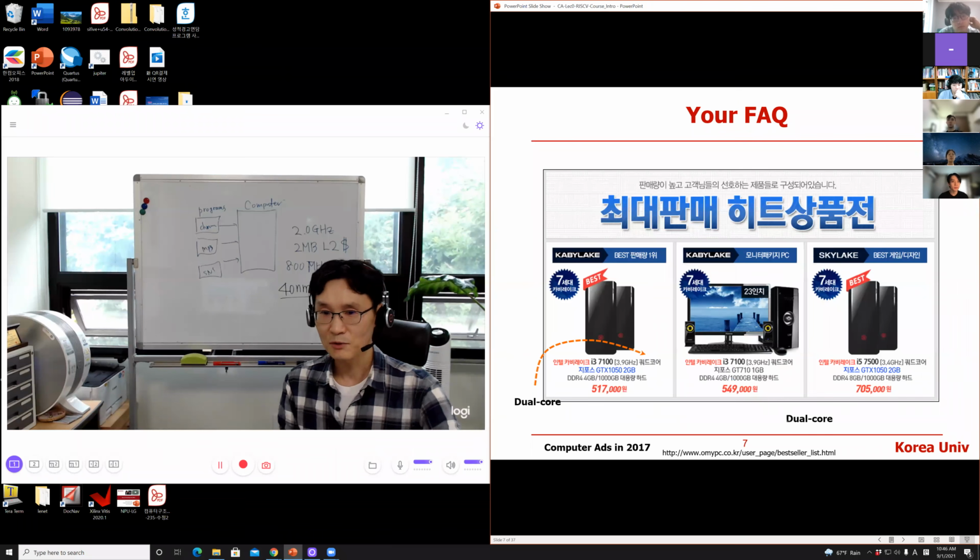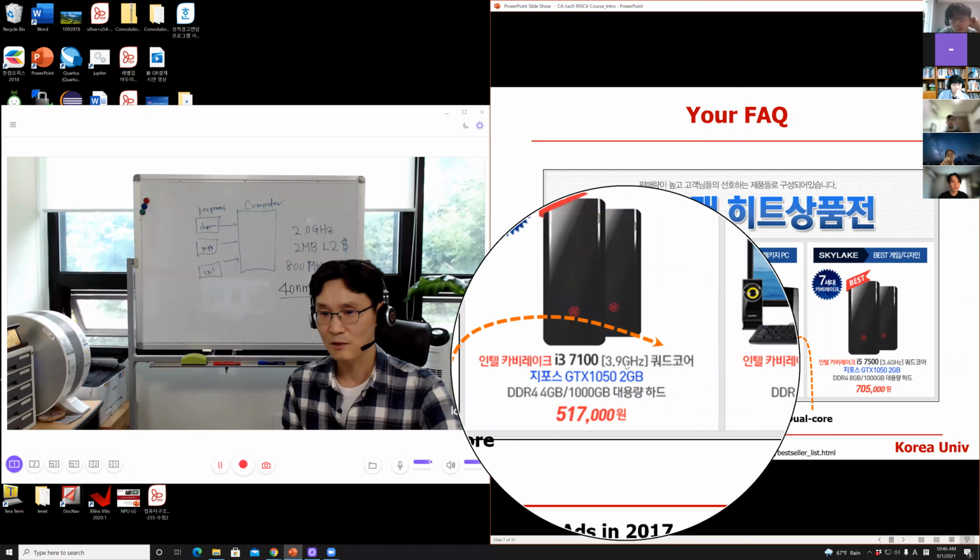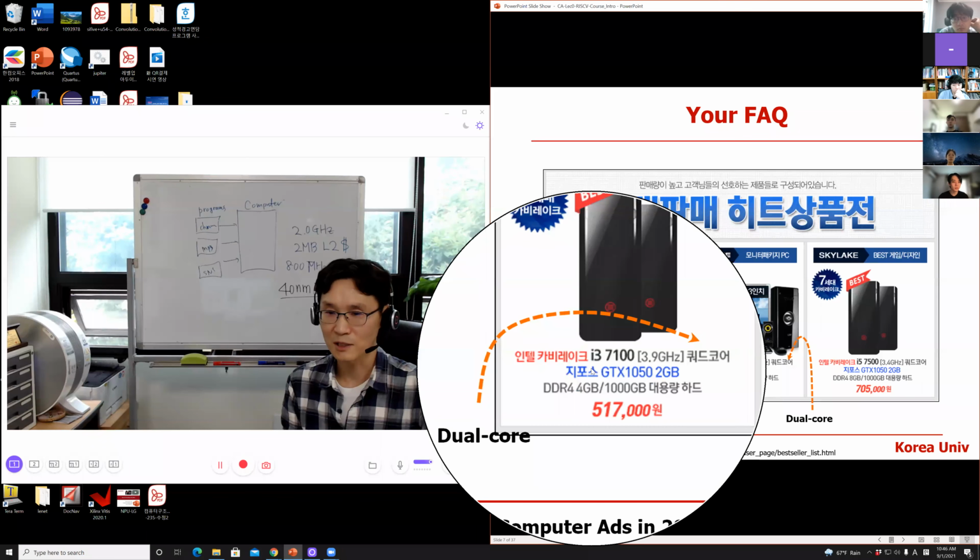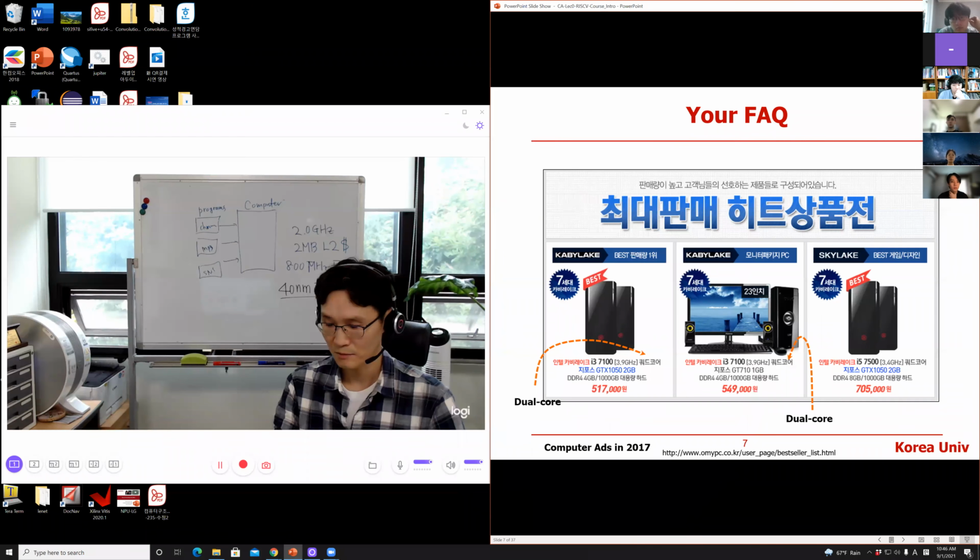The same thing goes to here. So the computer advertisement is actually wrong. It is not quad core, dual core. So they put anything, because no one is understanding, right? So very strange market.